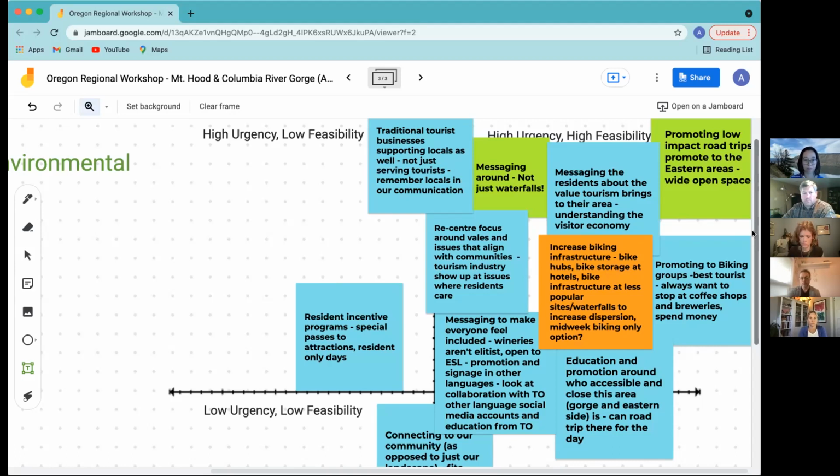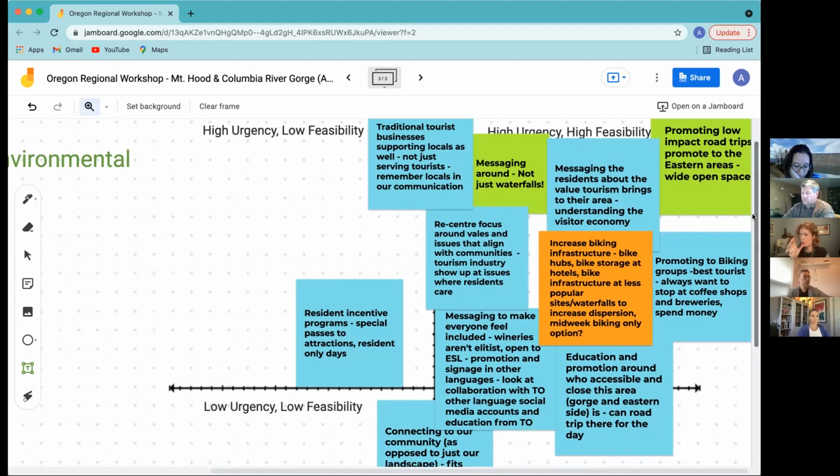We also talked a lot about our communities and making sure that we educate our communities on the importance of the tourism industry, and that our businesses also have an understanding about the importance of our communities. It's a symbiotic relationship between all of these groups, and trying to come up with ways where our communities feel included. So understanding that wineries aren't elitist, and that we can do promotions in other languages. Maybe we come up with resident incentive programs, like special passes or discounts, so they can use some of these tourist attractions that are in their communities that they might not always have access to because there are tourists there all the time.